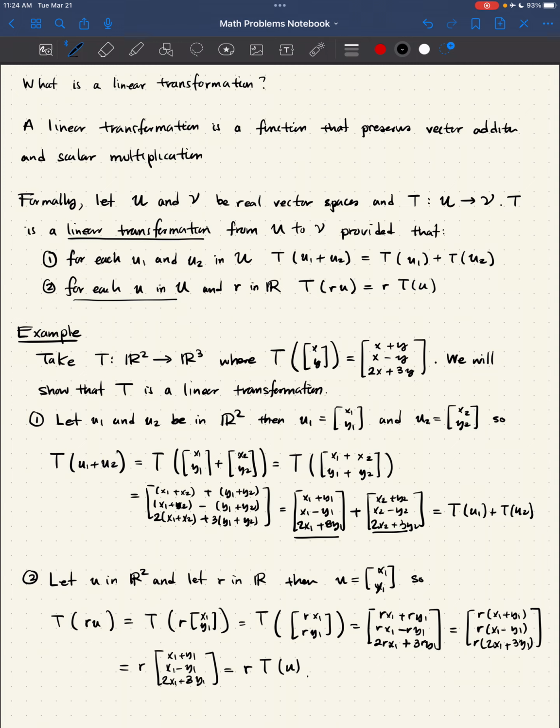Okay. Hope that you like it. And for the upcoming video, you will see how to represent matrices, how to use matrices as linear transformations.